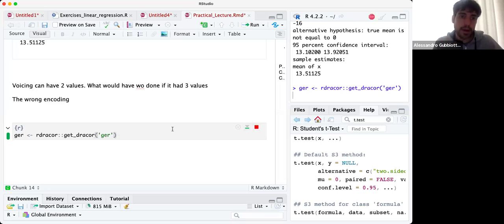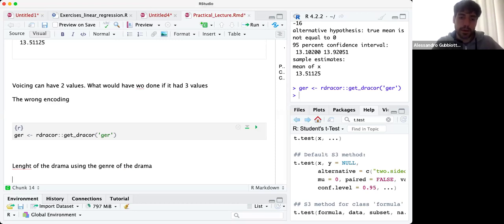There were dramas that were comedies, tragedies, and tragicomedies for the German dataset. So we have a variable which can take three values: comedy, tragedy, or tragicomedy. Let's see how we can encode them, and let's try to predict the length of the drama using the genre of the drama.